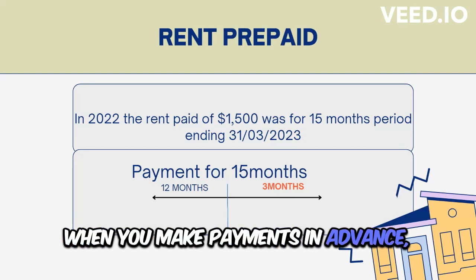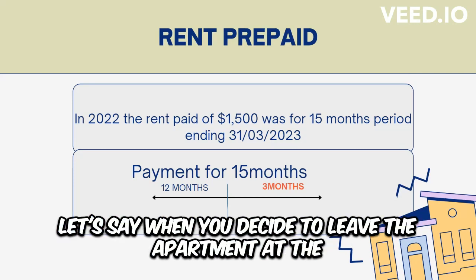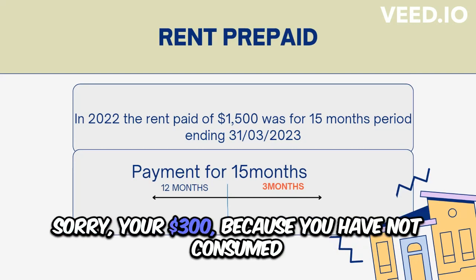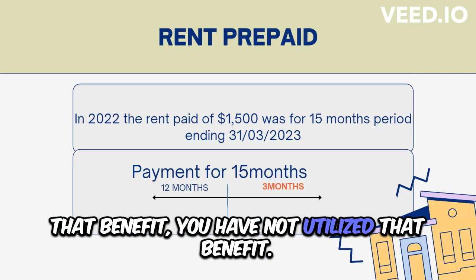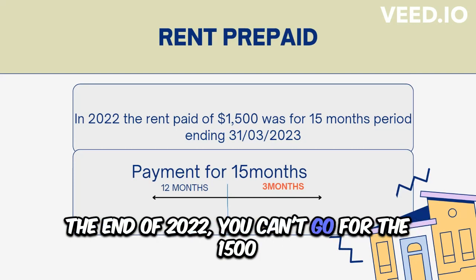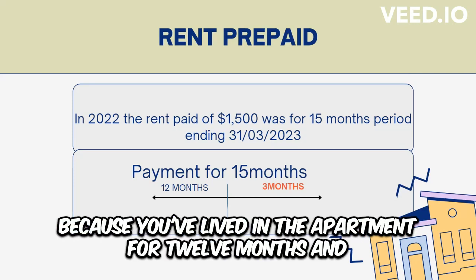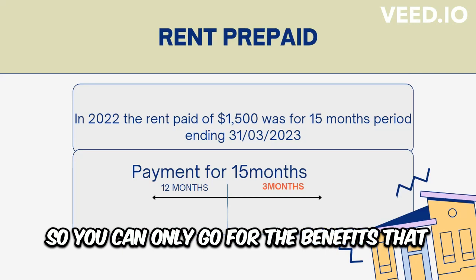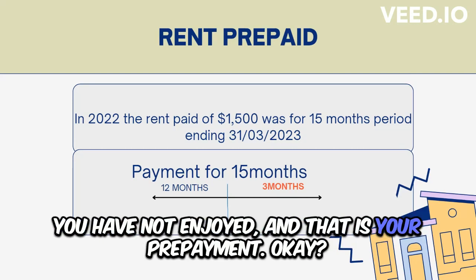When you make payment in advance, it's like an asset to you. Let's say when you decide to leave the apartment at the end of 2022, you can go for your $300 because you have not consumed that benefit. You have not utilized that benefit. So you can go for the 3 months. But at the end of 2022, you can't go for the 1,500 because you've lived in the apartment for 12 months and you have utilized the apartment for 12 months. So you can only go for the benefits that you have not enjoyed, and that is your prepayment.